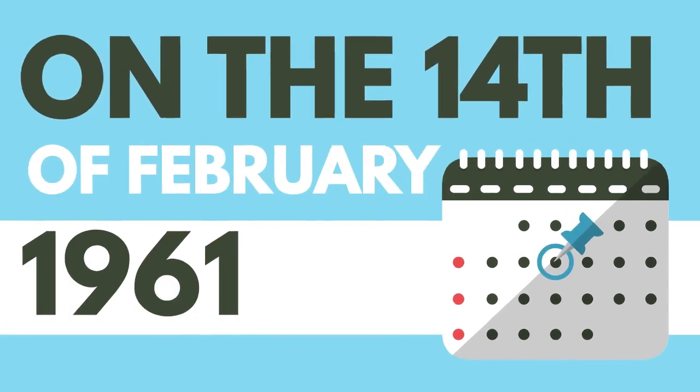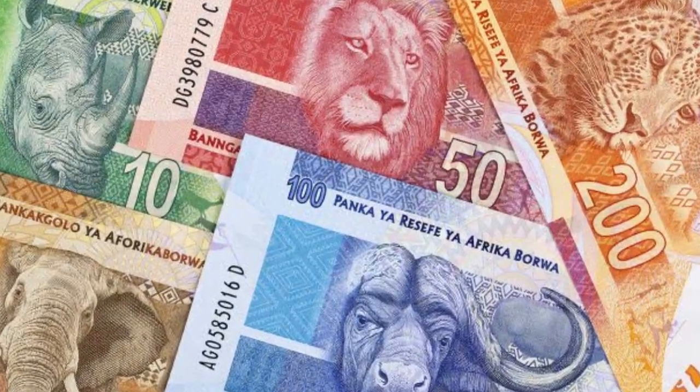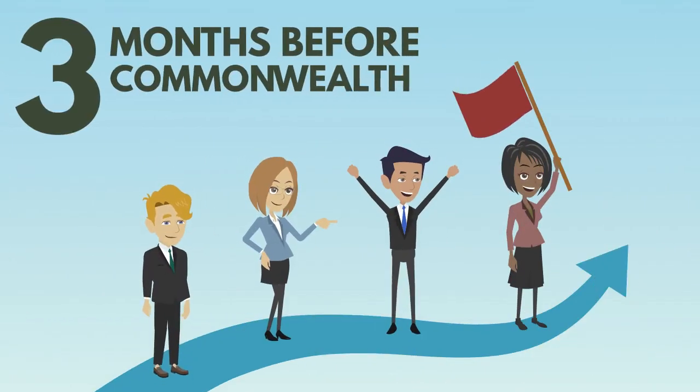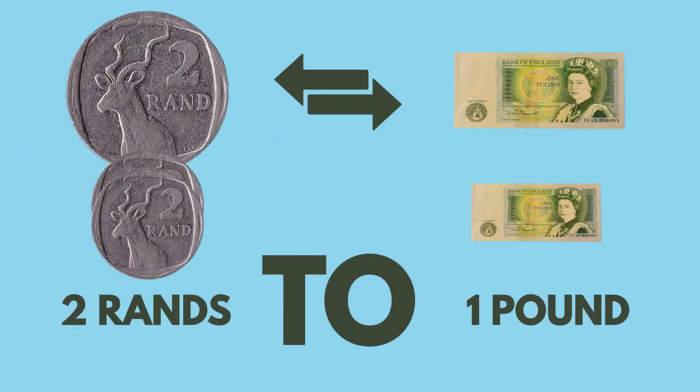On the 14th of February 1961, South Africa introduced the rand just 3 months before it left the Commonwealth to become a republic. The rand replaced the South African pound at a rate of 2 rands to 1 pound.